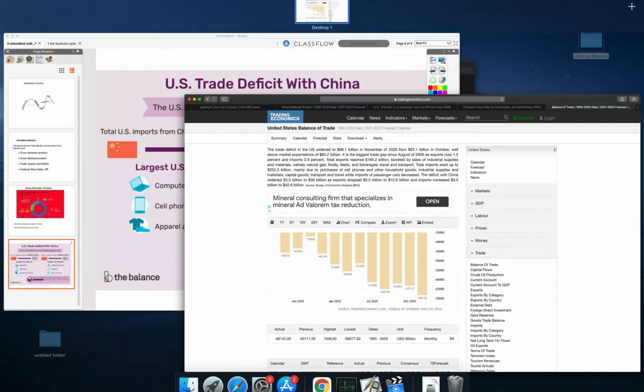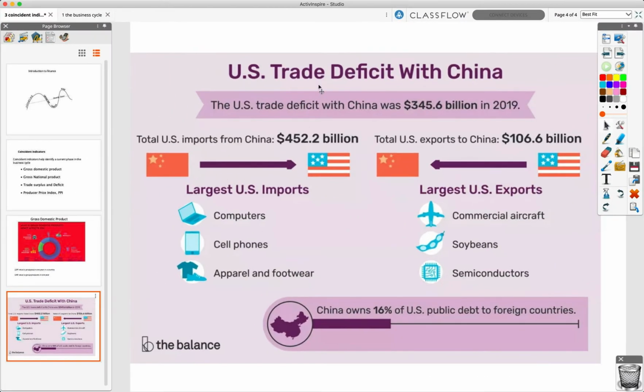Specifically, we have a large trade deficit with China because we have been buying computers, cell phones, and clothes from them. We have been importing them, and the things we have been exporting to them are commercial aircraft, soybeans, and semiconductors. So what that means is that we have been employing people to produce aircraft, we have been employing farmers to produce soybeans, and we have been employing workers to produce semiconductors, while China has been employing people to produce computers, cell phones, and clothes.